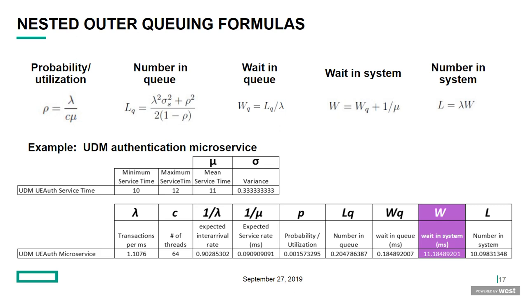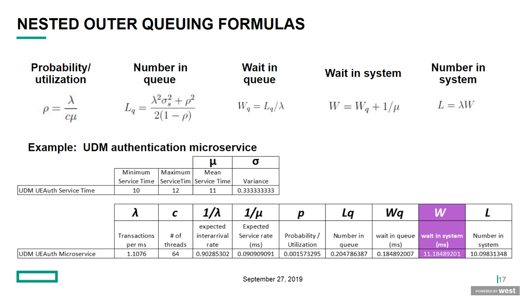And then one last Greek letter is the sigma, which is the service variance, and that service variance is calculated by taking the difference of the minimum service time from the maximum service time and then dividing it by 12.